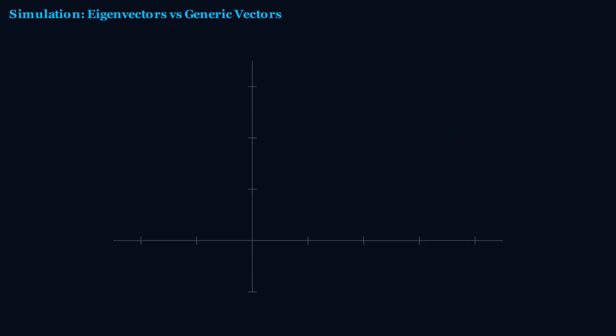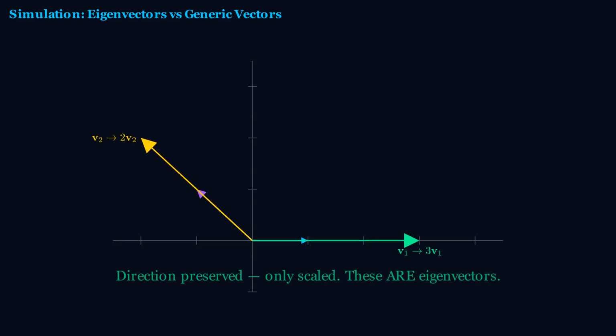Now watch eigenvector V1 with components 1, 0. Apply A, the result is 3, 0, exactly 3 times V1. Direction identical. Only length changed, by factor lambda equals 3. Now V2 with components negative 1, 1. Apply A, result is negative 2, 2. Factor 2. Same direction preserved. These invariant directions are the eigenvectors. The axes the matrix cannot rotate.